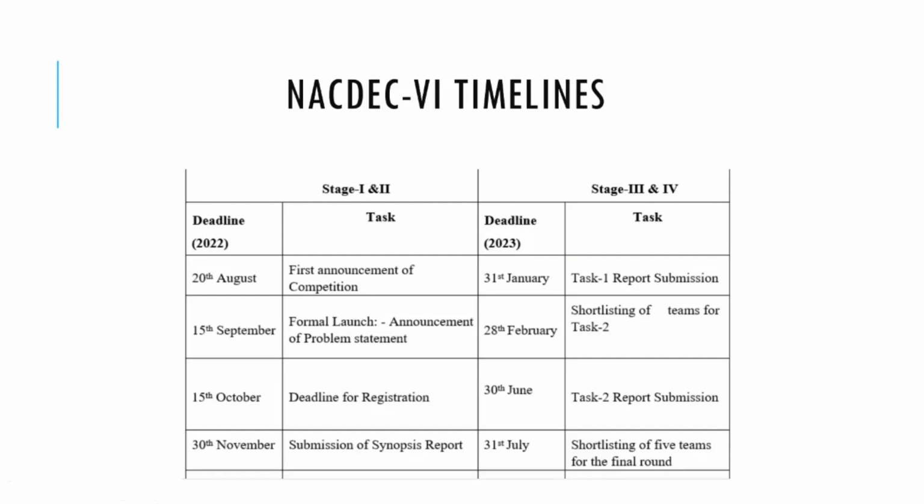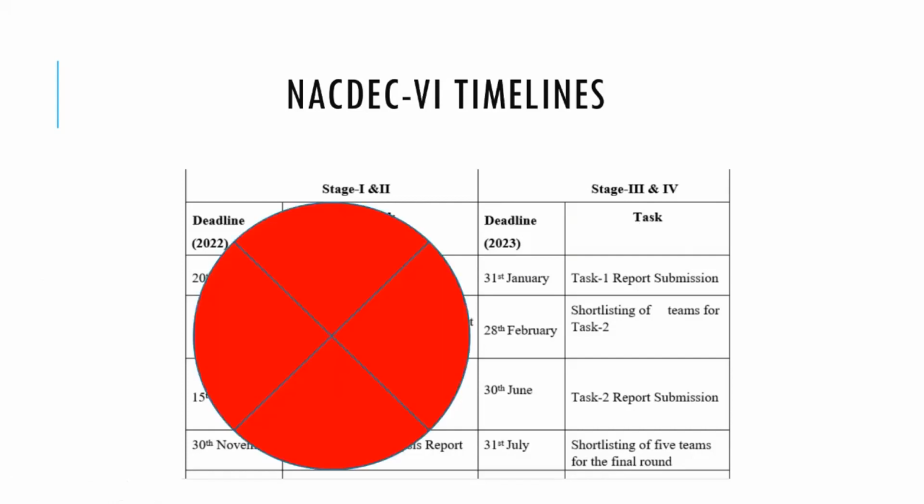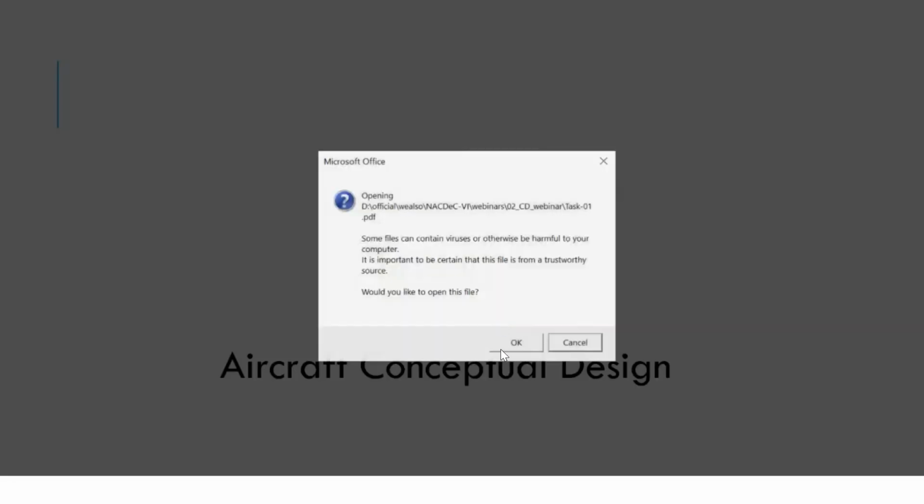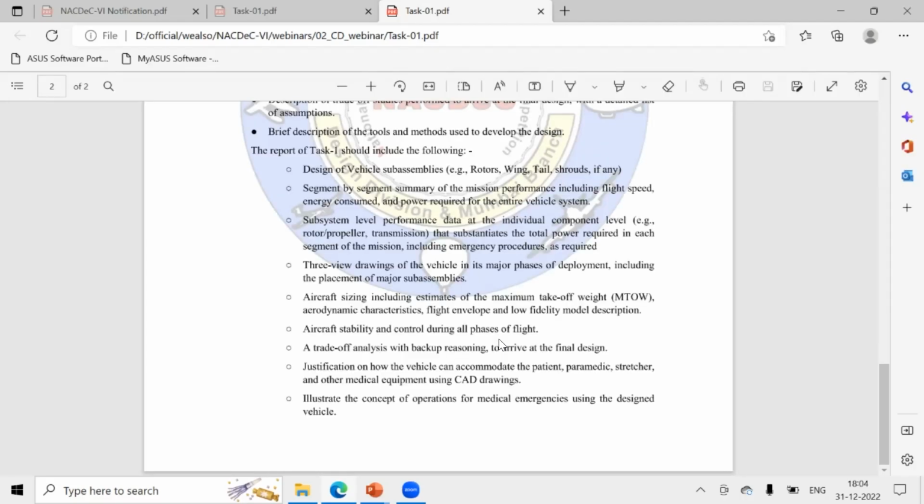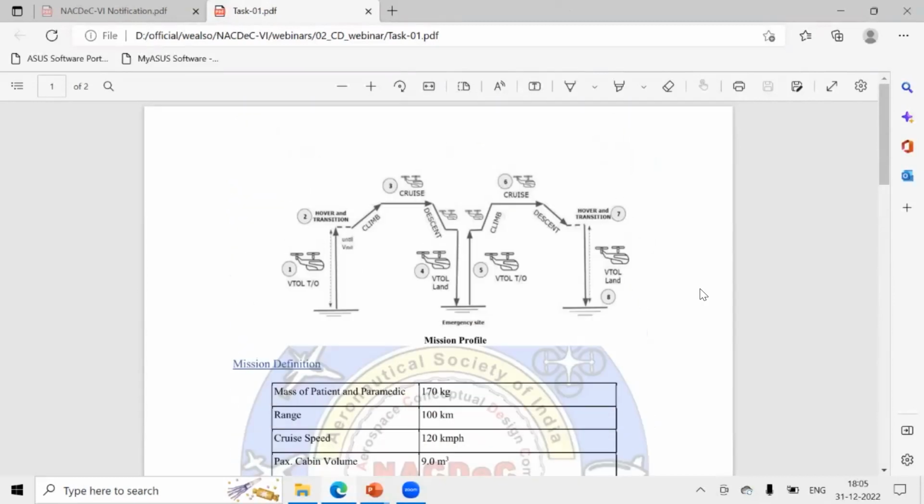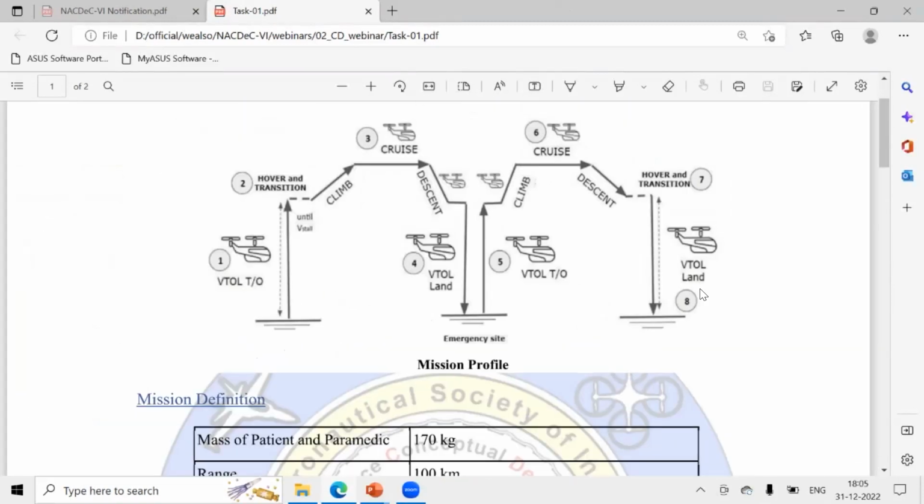So as you all know, we started this competition, and the first and the second stage, that is the initial registration and the synopsis report submission, is over. The teams which have been shortlisted for stage 1 and stage 3 are now working on the task 1 report submission. Now, if we look at the task 1 document, please confirm that you are able to see on my screen a PDF file containing the mission profile.